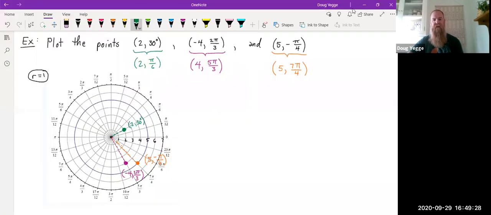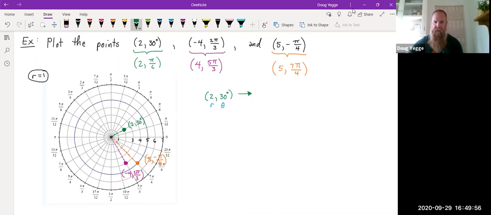We'll take each of these values now and convert them into rectangular form. So let's look at 2 and 30 degrees. First of all, recognize that 2 is my r value and 30 degrees is my theta value. So based on that, we should be able to find out what that point is if we were to write it in the x and y plane, which means how far would I have to move right and how far would I have to move up.